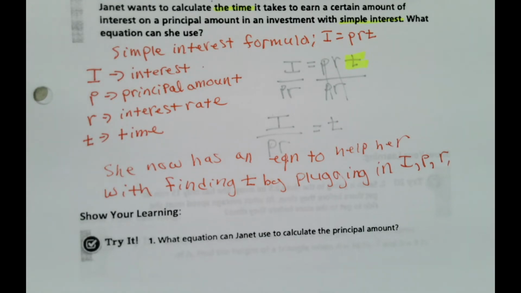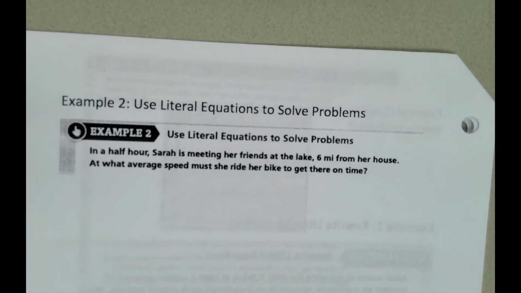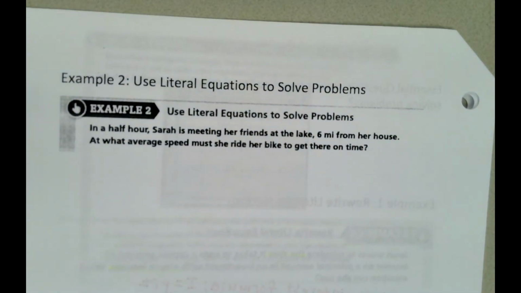So in this problem, we have a half hour. So in a half hour, Sarah's going to meet her friends at the lake. Half hour. 6 miles from her house. We want to know the average speed she can ride on her bike to get there on time. Well, a formula that you guys need to know is that distance is equal to rate times time.